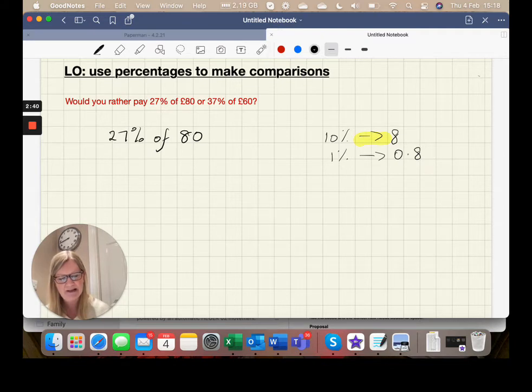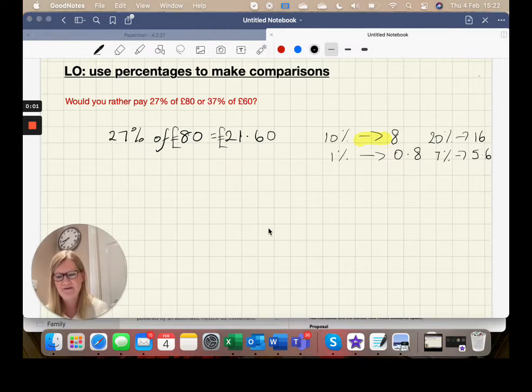So 27%, if 10% is 8, then 20% will be 16. And if 1% is 0.8, 7% will be 7 times that. 7 8s are 56, 10 times smaller, 5.6. I'm running out of room on the edge of the page. Okay, so I can see if I add the 20 and the 7, I will have 16 plus 5.6, £21.60. And I do need to put my pound sign in there because we are talking about the money, referring back to the question, not in my jottings though.